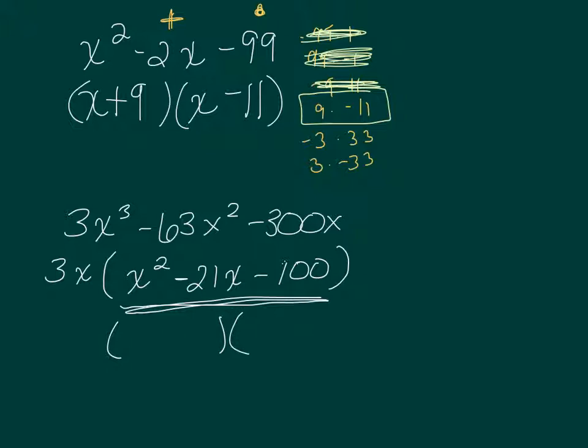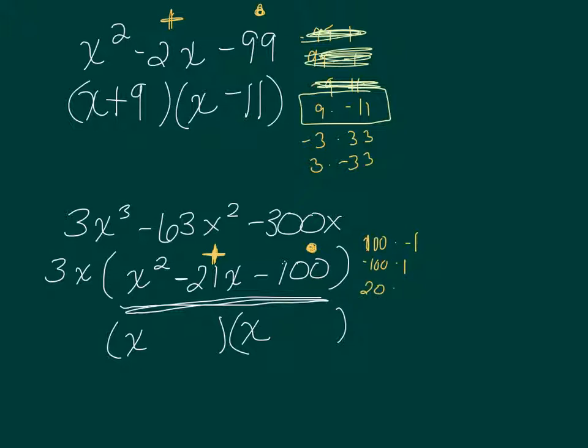So I'm going to break this down into x and x in parentheses, and I need to fill in the blanks with two numbers that will multiply to give me negative 100, but will add to give me negative 21. Let's see. So how can I get 100? I can get 100 by saying 100 times negative 1 will give me negative 100, or negative 100 times 1.